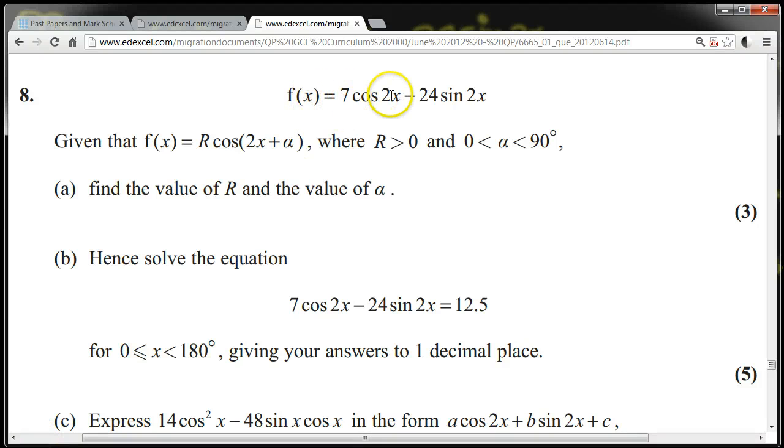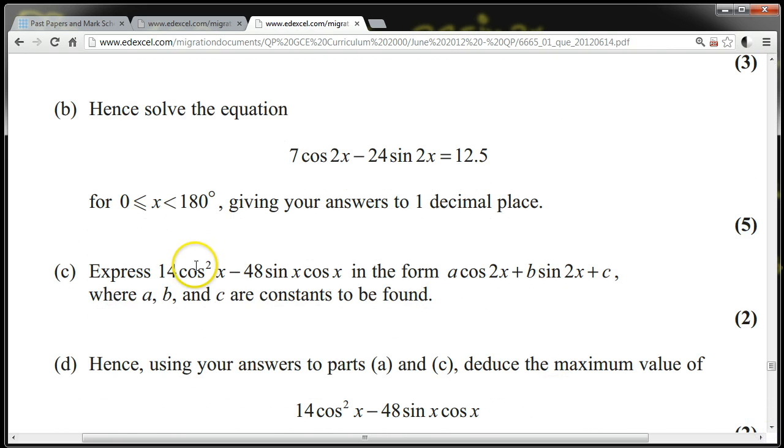f of x equals 7 cos 2x minus 24 sine 2x. Given that f of x equals r cos (2x plus alpha), where r is greater than 0 and alpha lies between 0 and 90 degrees, find the value of r and the value of alpha. Hence solve the equation f of x equals 12.5 for x between 0 and 180 degrees, giving your answers to one decimal place.